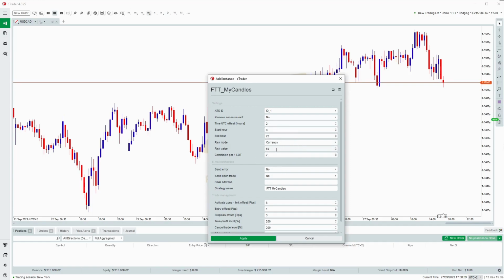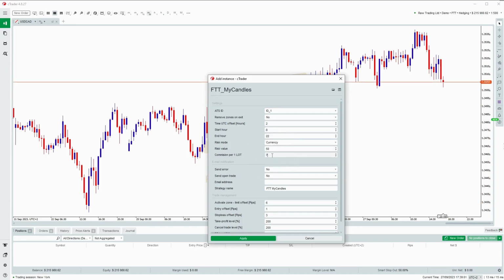Risk value. Here I need to enter the amount of risk to set the risk mode. For example, if I set the risk in money in the previous point and set the risk value to 50, it will take into account the amount of 50 money units. If your account is in US dollars, it will be 50 US dollars. If your account is in euro currency, it will be 50 euros.